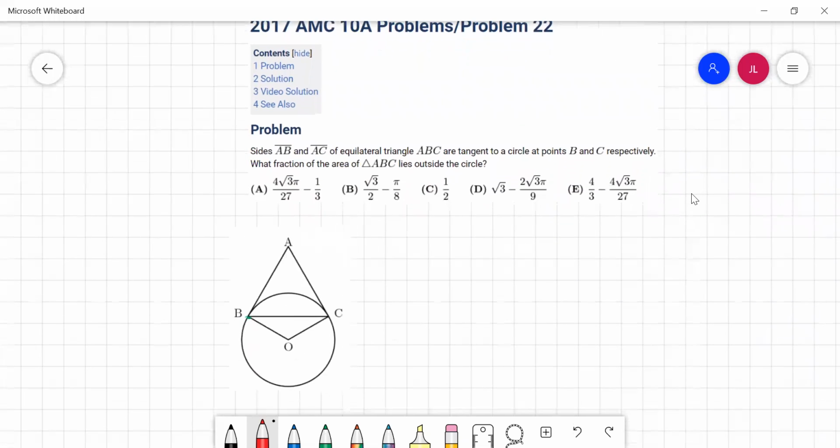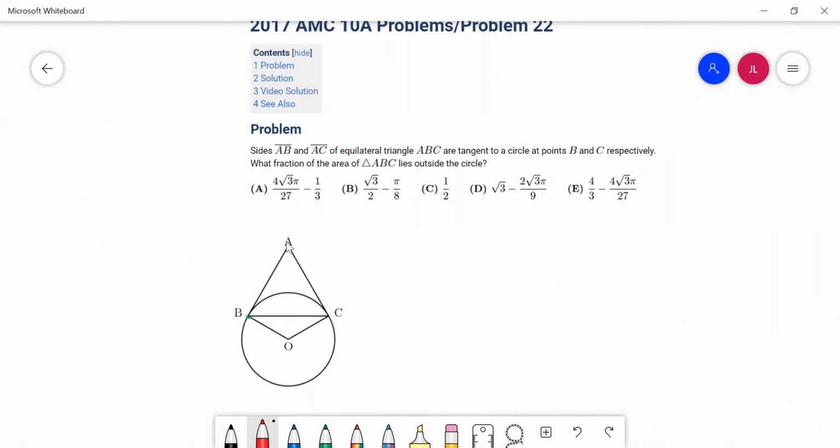Let's graph this. We have a circle, we have equilateral triangle ABC, and we know B and C are the points of tangency to the circle. The tangency is very important. When you connect the center of the circle and the tangency point, that must be perpendicular to the tangent line. So this is a right triangle, this is also a right triangle. Since this is an equilateral triangle, this angle is 60 degrees, and we can know immediately this angle is 120 degrees.